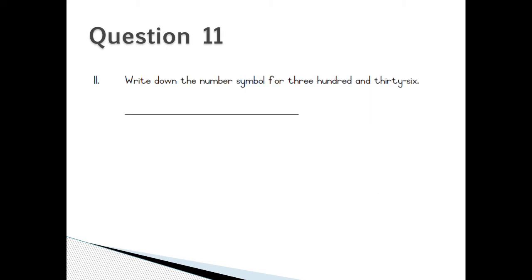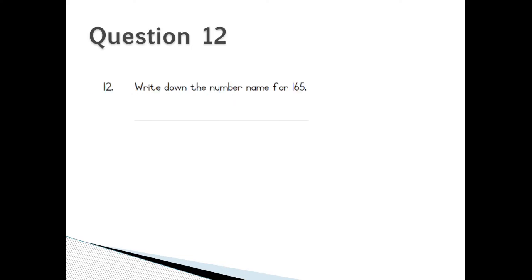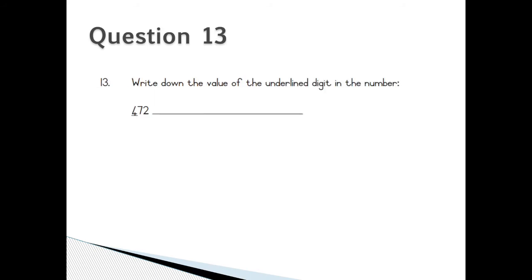Question 11. Write down the number symbol for 336. The number symbol is a 3, a 3, and a 6. Write down the number name for 165. The number name is the actual word. So it's O-N-E for 1, H-U-N-D-R-E-D for 100, and 60, S-I-X-T-Y-F-I-V-E for the 5.